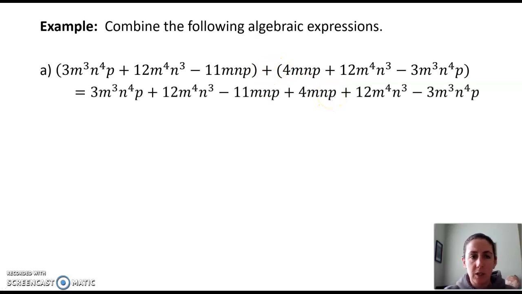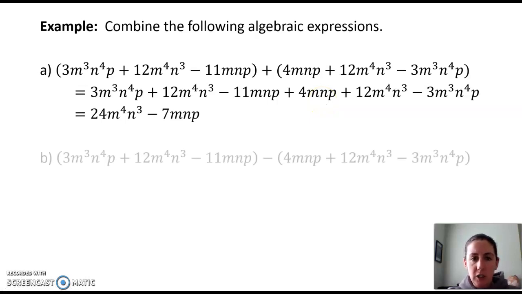combine your like terms. So we have 3m cubed n to the fourth p, and another minus 3m to the third n to the fourth p. Positive 3, negative 3, those will cancel, so we have 0m to the third n to the fourth p, or we won't write that at all. 12m to the 4 n cubed plus another 12m to the fourth n cubed will give us 24. And negative 11 mnp plus 4 mnp will give us negative 7.